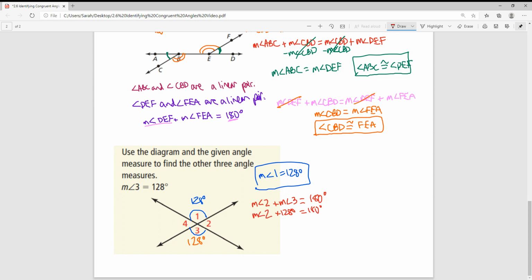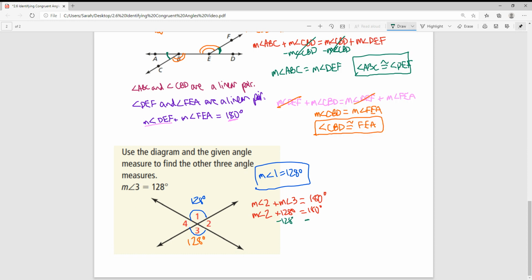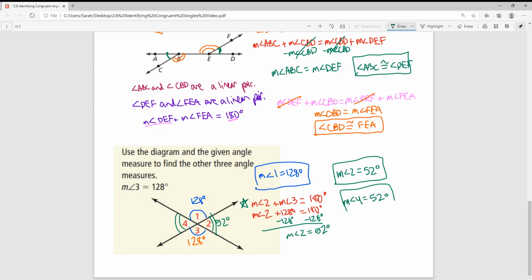So to figure out what measure of angle 2 is, I just subtract 128 from both sides. So I get that measure of angle 2 is 52 degrees. So this guy right here is 52 degrees. And then you can draw your last conclusion one of 2 ways. You can do the same sort of equation that we did right here with 3 and 4. Or you can just notice, hey, 2 and 4 are vertical, so they're going to be congruent. So measure of angle 4 is also 52 degrees.